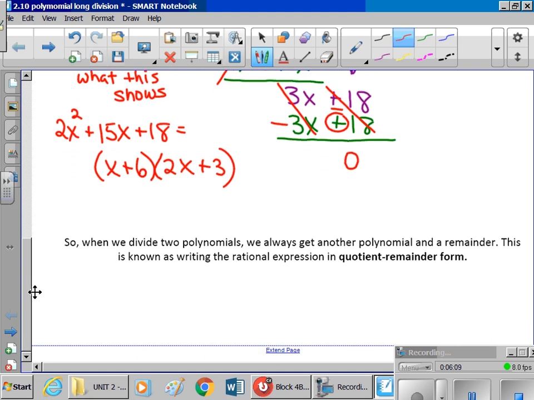When we divide two polynomials, we always get another polynomial and a remainder. All right, this is known as writing the rational expression in quotient remainder form. Now, like I said, in the example that we just did, there is no remainder, or you can say the remainder is 0.